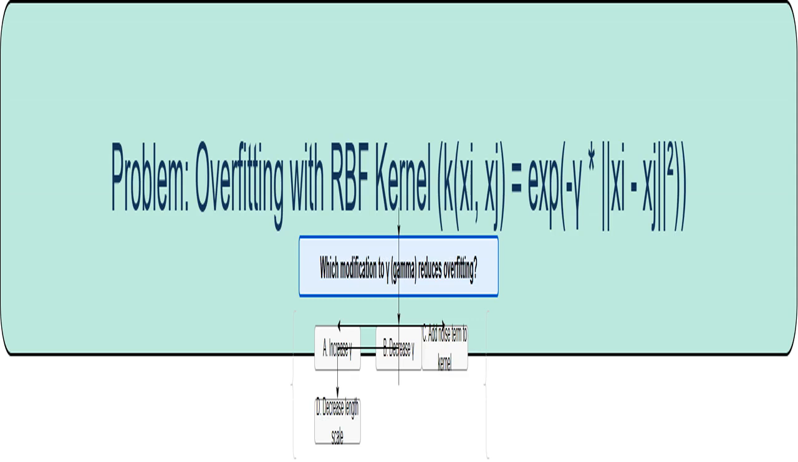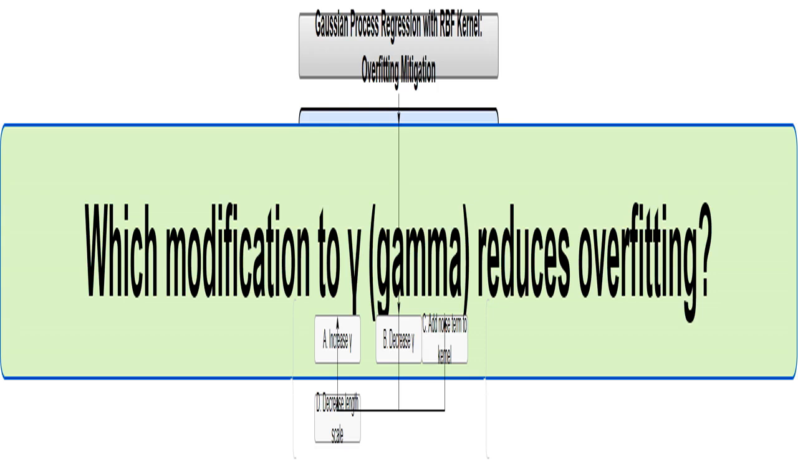The core issue is overfitting in my Gaussian process regression model that uses the RBF kernel. The RBF kernel's formula is k(x, x') = exp(-gamma * ||x - x'||^2). This measures the similarity between data points x and x' using their Euclidean distance and gamma. The problem: I want to reduce overfitting. I'm looking for a way to adjust the gamma hyperparameter within the RBF kernel to improve the model's ability to generalize to new data by reducing overfitting.